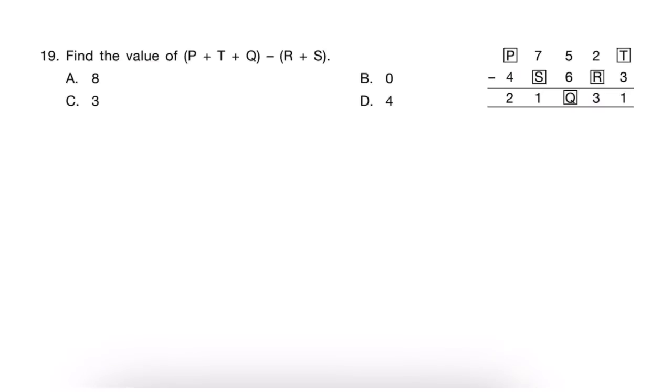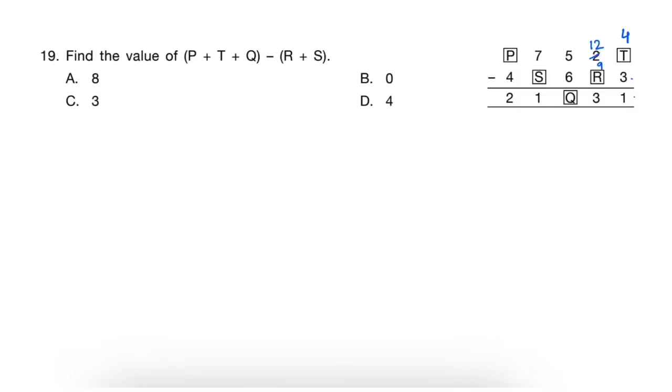Question 19. Find the value of P plus T plus Q minus R plus S. From what number will we subtract 3 to get 1? 3 plus 1, 4. So the value of T is 4. Now, we cannot subtract any number from 2 to get 3. Means this number could be 12. So what will we subtract from 12 to get 3? 12 minus 3, that is 9. So the value of R is 9.